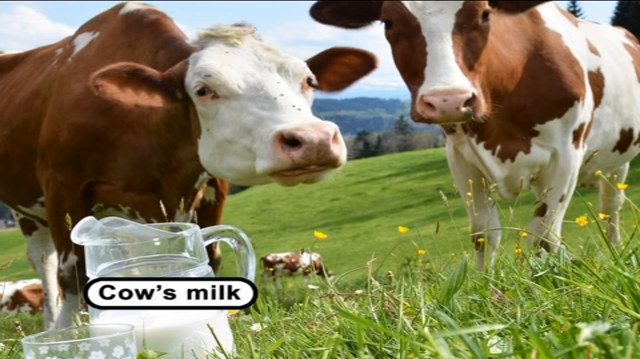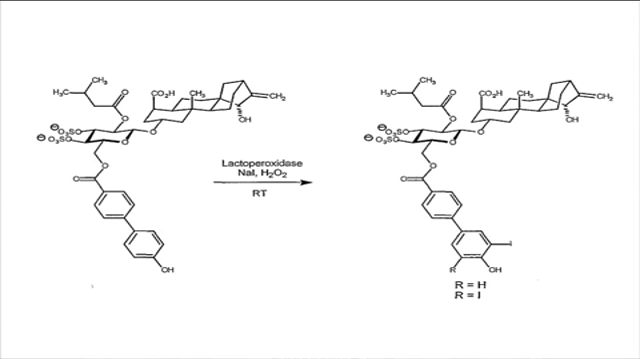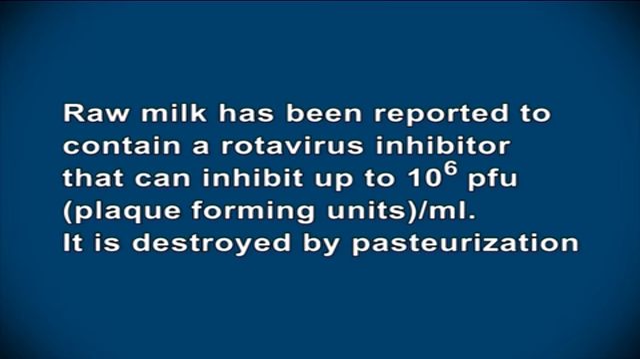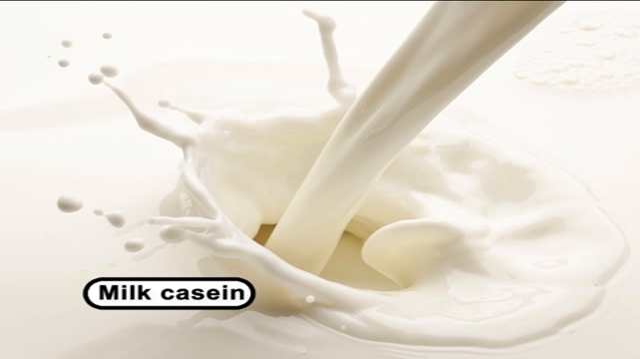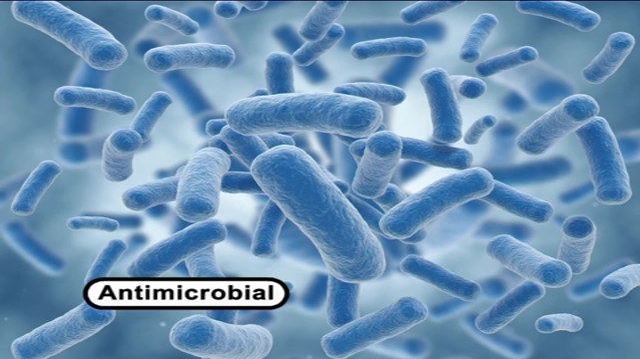Cow's milk contains several antimicrobial substances including lactoferrin, conglutinin, and the lactoperoxidase system. Raw milk has been reported to contain a rotavirus inhibitor that can inhibit up to 10 to the power of 6 PFU, that is plaque forming units, per ml. It is destroyed by pasteurization. Milk casein as well as some free fatty acids have been shown to be antimicrobial under certain conditions.